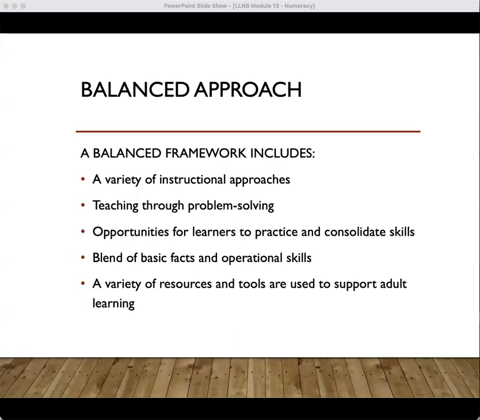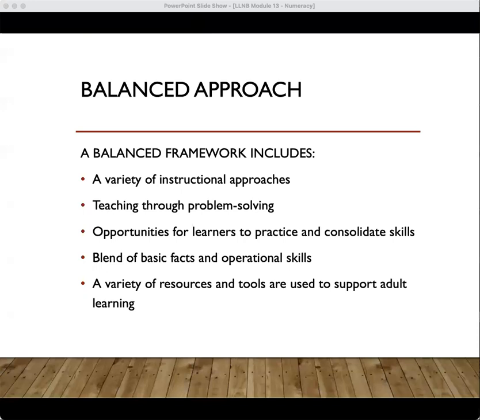So a balanced approach. The Ottawa Carleton District School Board asserts that an effective math program balances skills, concepts, strategies, and thinking. Although a school-based resource, the principles are just as relevant when we're working with adults. Their framework includes a variety of instructional approaches in rich learning contexts, and a focus on the development of conceptual and procedural understanding, skill development, and problem solving.